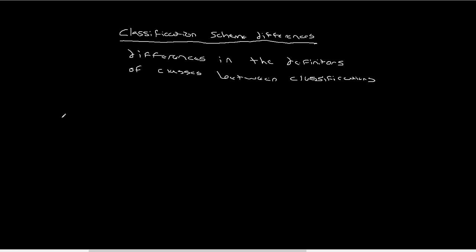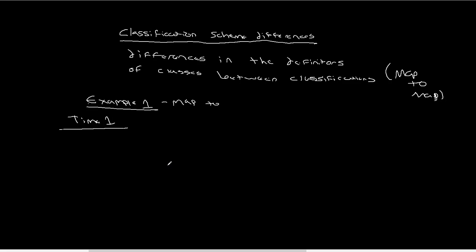What I want to do is draw out two different examples. So let's talk through example one. We have a classification at time 1. I should specify, this is all map to map. This is comparing a classification at time 1 to a classification at time 2. So, example 1, time 1. This is the first classification we're comparing.